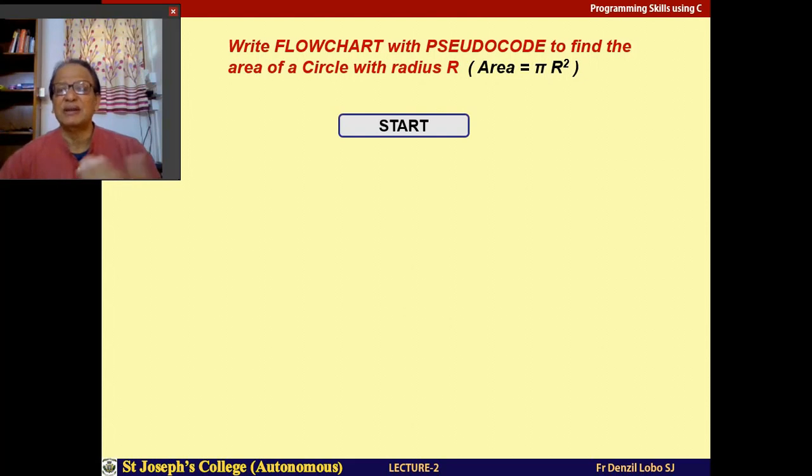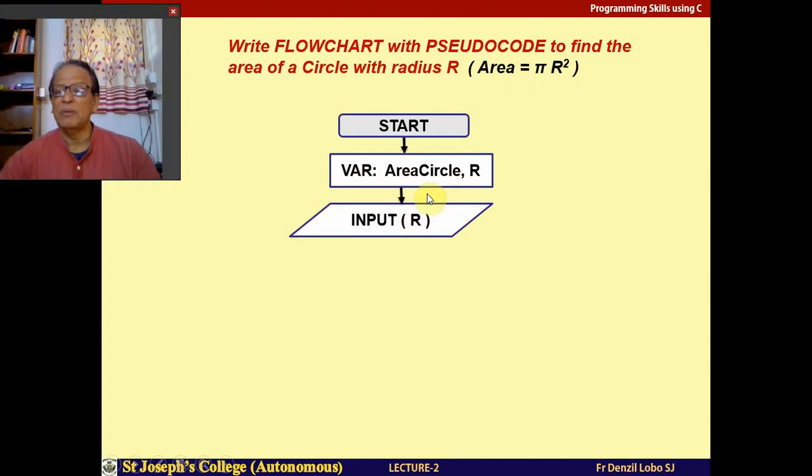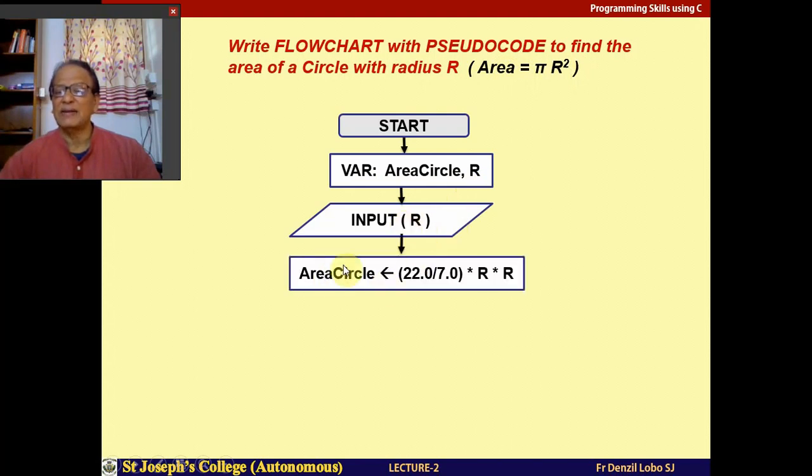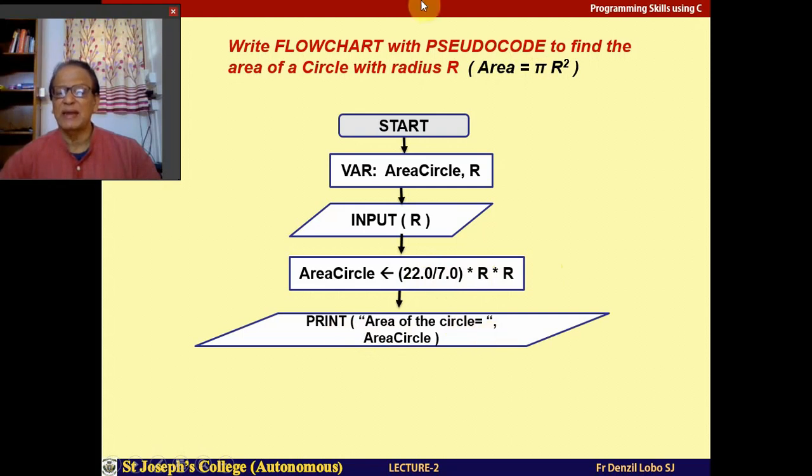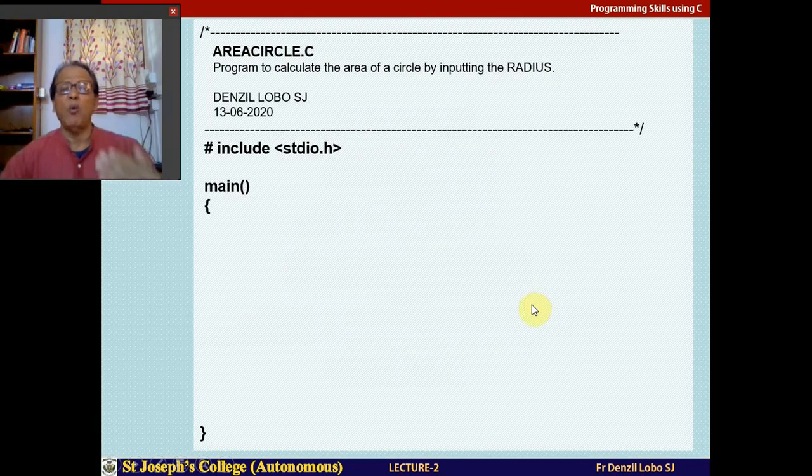So let us take the second flow chart, to find the area of a circle with the radius r. We declared the variables area, circle and r. You input r and then find the area of the circle. Here pi is to be replaced by 22.0 divided by 7, into r, and you display the area of the circle, and that is the end. This is the flow chart. We have written it earlier. Now let us see how we are going to write the program for the area of this circle.